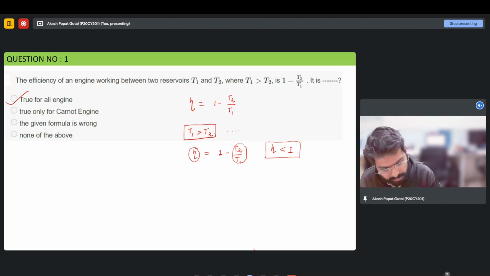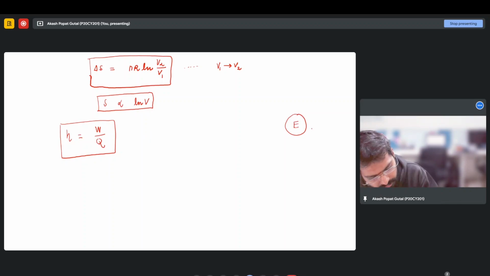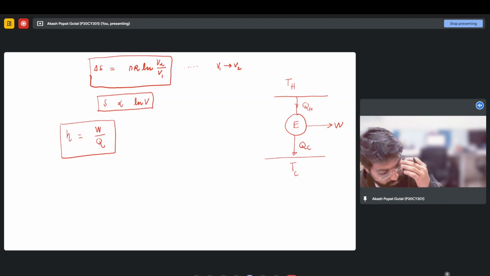So we will revise the efficiency also. Efficiency can be given as work done divided by heat supplied to the engine. Suppose there is a system where we have engine E. It is doing some work W, taking heat QH from the hot reservoir and giving QC to the cold reservoir at TC. Then your efficiency will be work done divided by QH, the heat given to the system.